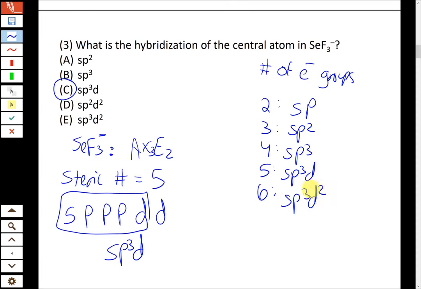Sometimes you'll see the d written first, so dsp3 is the same as sp3d, and d2sp3 is the same as sp3d2. Don't be concerned about that, but you're going to get those possible values for hybridization depending on how many electron groups you have.